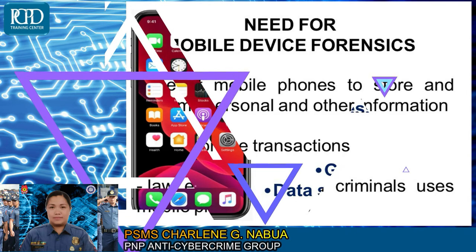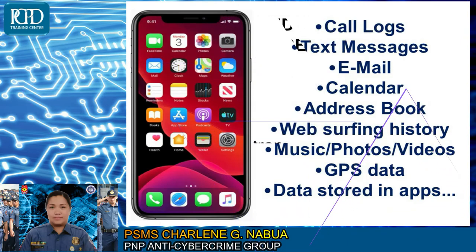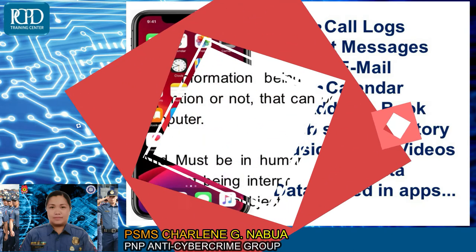Again, the following are usually the common places where the forensic examiner or investigator searches. When mobile phones are run in mobile forensic tools, it usually looks for these: call logs, text messages, email, calendar, address book, web surfing history, music, photos, videos, GPS data, and data stored in apps. So, these are the basic tools. With SIM cards, only the call logs and text messages are the essential data usually gathered.